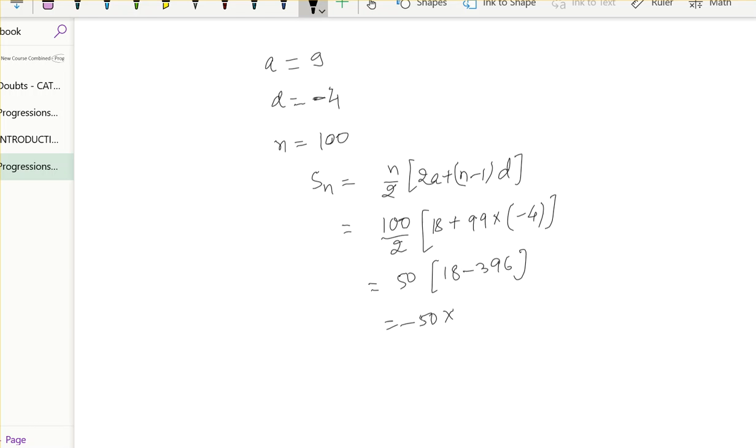So 50 into, it is 7200 minus 72, so that is 7128. Sorry, and that is 50 into 18 minus 396, that is minus 378. So 50 into 378, that is 18900 with a minus sign. Minus 18900 is the required sum.